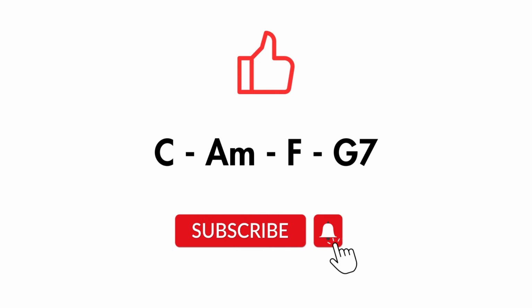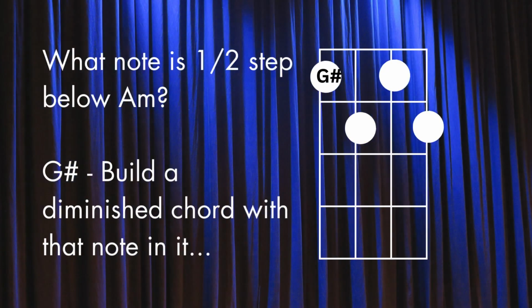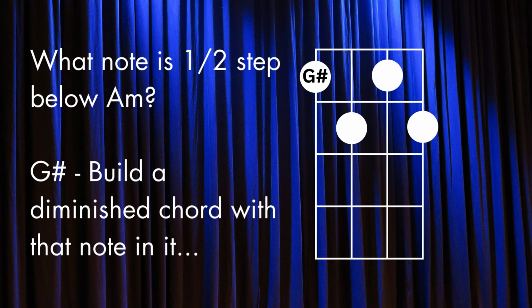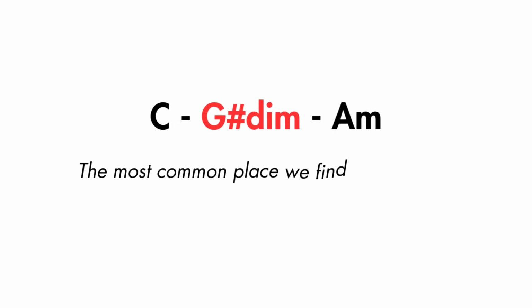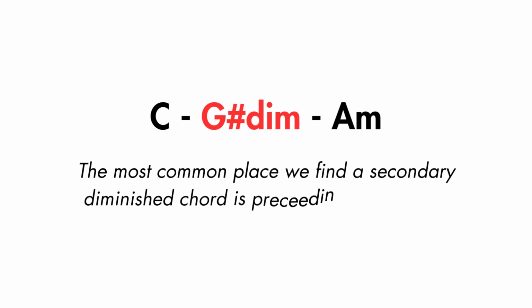And now we want a diminished chord before that A minor. So what note's a 1/2 step below A minor? It's a G sharp. So we just find a G sharp and we make sure that's in the chord. It's as simple as that. We just build a chord, make sure the G sharp is in it, and we're going to have a G sharp diminished chord. So now our progression is C, G sharp diminished, A minor. This is the most common place we find a secondary diminished chord, is preceding the 6th chord.